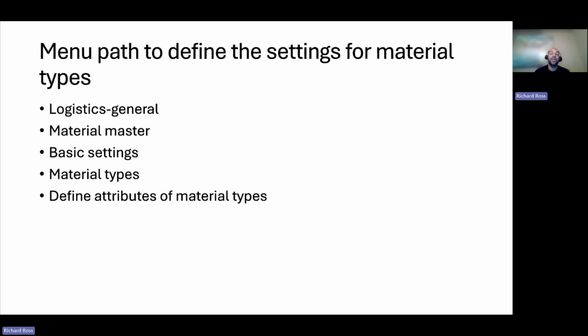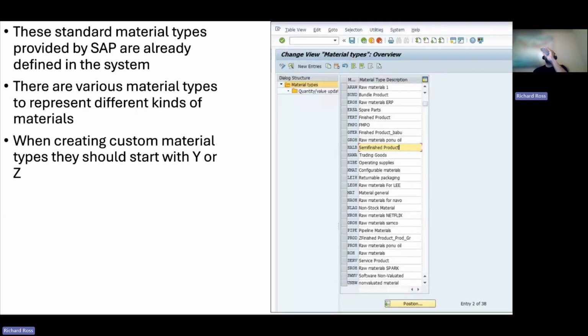Menu path to define the settings for material types. Logistics general, material master, basic settings, material types, define attributes of material types. These standard material types provided by SAP are already defined in the system. There are various material types to represent different kinds of materials. When creating custom material types, they should start with Y or Z.